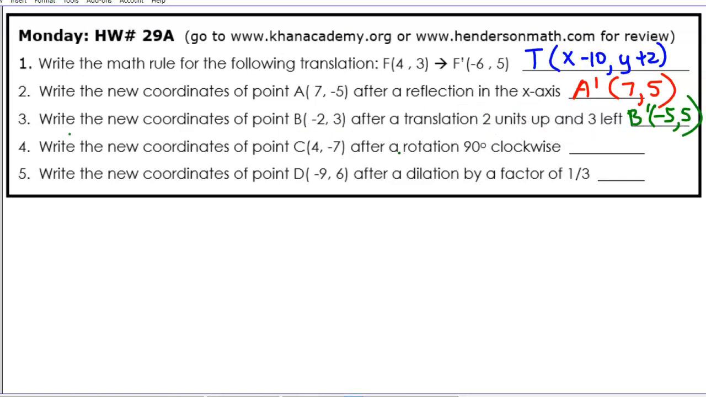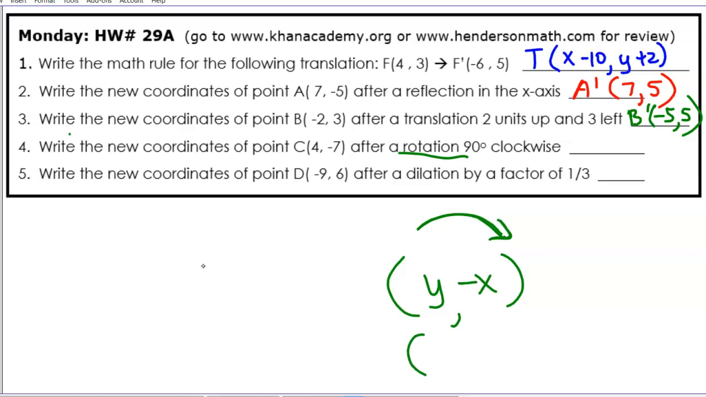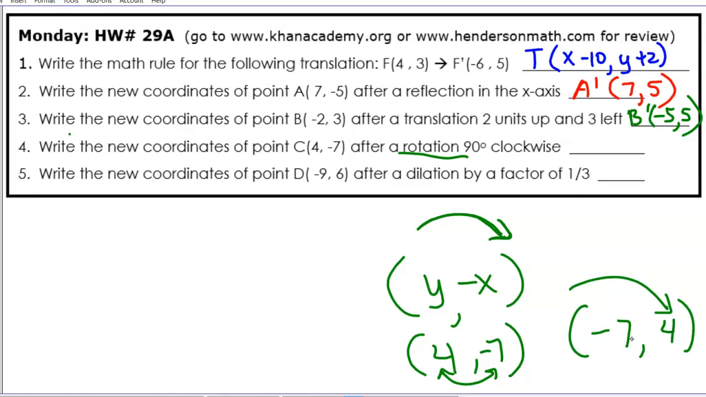The next question asks us to rotate 90 degrees clockwise. When you rotate 90 degrees clockwise, you go in that direction. And that means your x and y coordinates swap places, but since we're going clockwise, that means we change the sign of the second number. So we take our original point, 4 and -7, and we swap their places first, and then we change the sign of the second number. So our final answer here will be C prime, -7, -4.